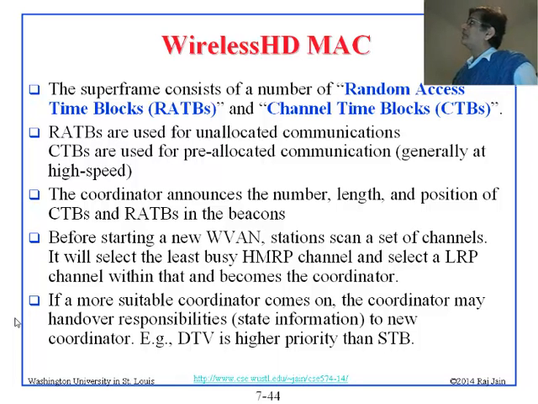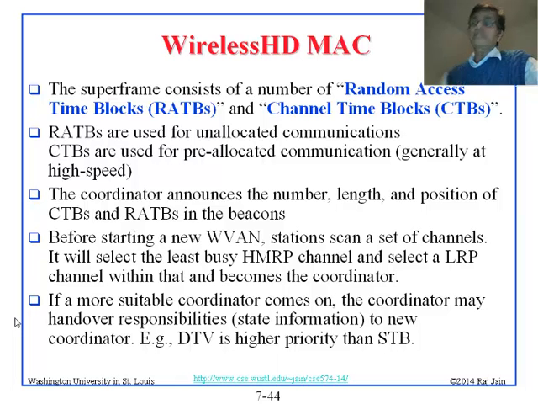Now MAC. So the MAC consists of random access and the channel time. Random access, as the name indicates, is for unallocated communication, and channel time is for pre-allocated communication. All right, this is the same as we had in 11, point coordination function, and DCF was distributed coordination. So the coordinator announces the number, length, and positions of CTBs and RTBs, and before starting a new WAN, stations scan for the set of channels. It will select the least busy HMRP channel and select an LRP channel within that, and becomes the coordinator.